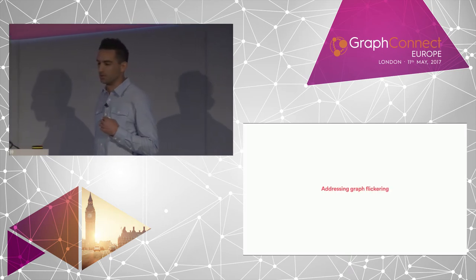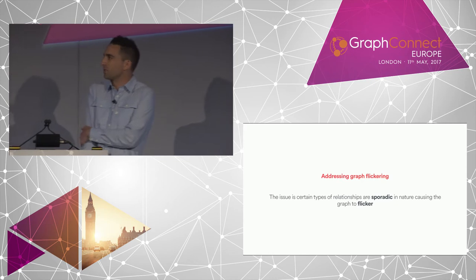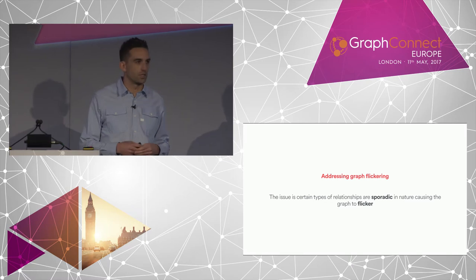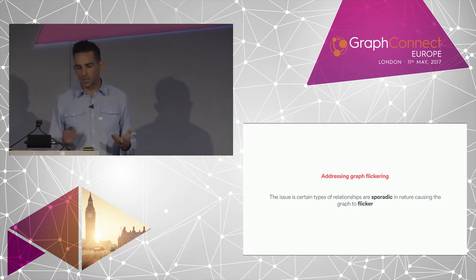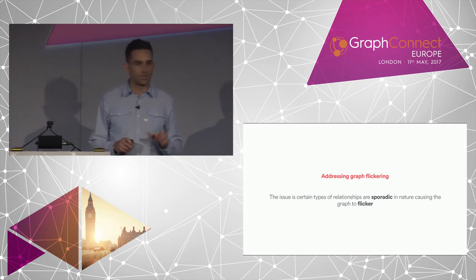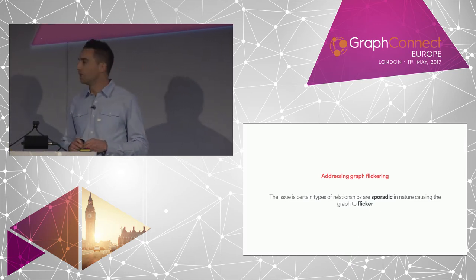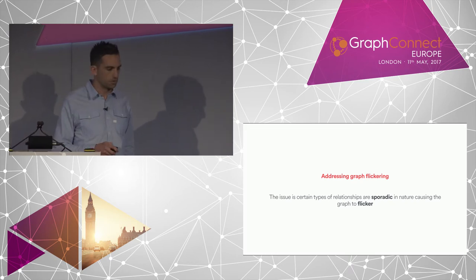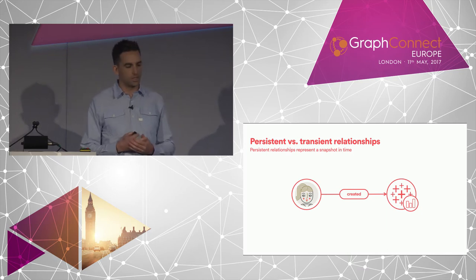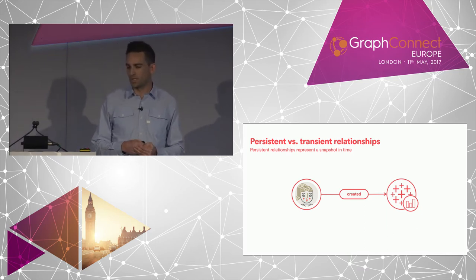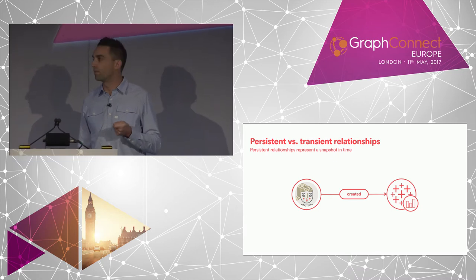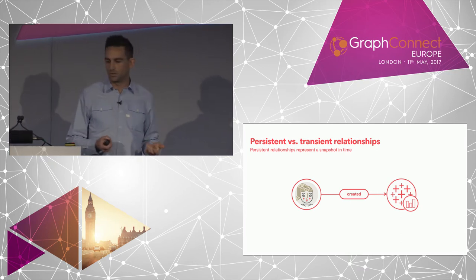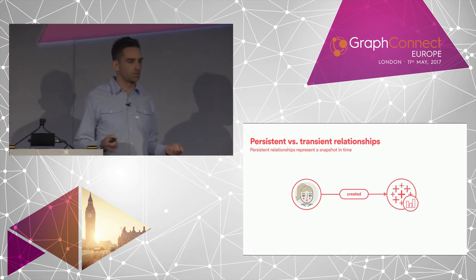So how do we address this issue? Our graph is somewhat time agnostic. It merely represents the most recent snapshot of the ecosystem. The issue is certain types of relationships are sporadic in nature, thus causing the graph to flicker. So we resolve this by introducing the notion of relational state, and we have two such things. There's persistent and transient. Persistent relationships represent a snapshot of time of the system, so it's a result of a DB scrape. In this example, the creator relationship will persist forever.